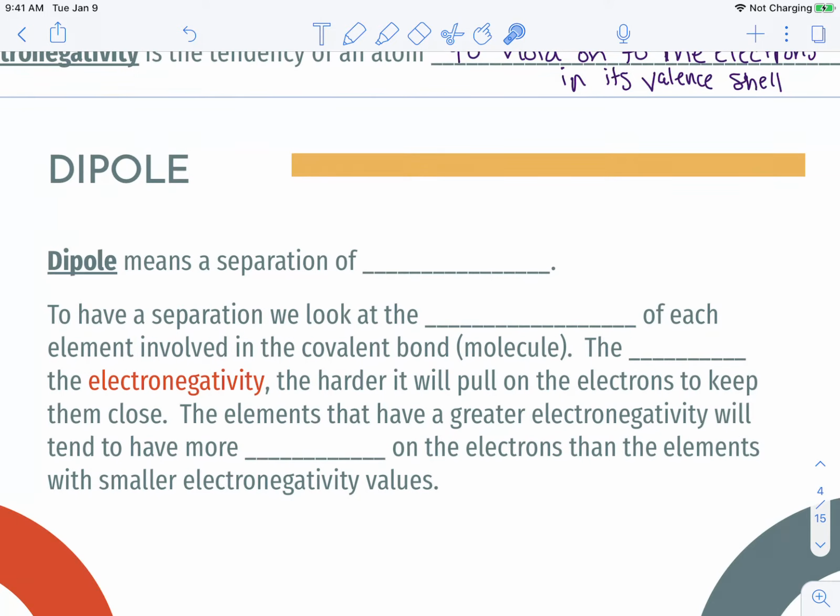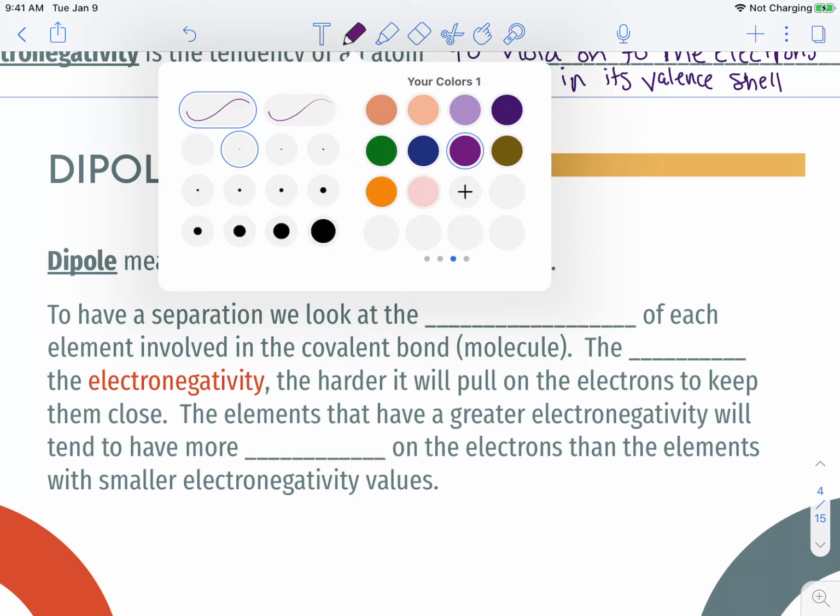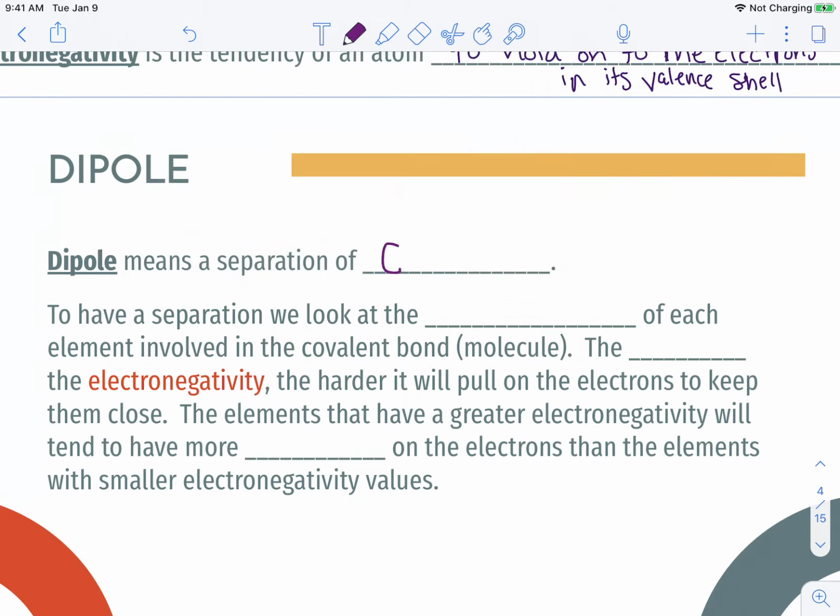Dipole is another term that we're going to use in class, and dipole simply means a separation of charge. To have a separation, we look at the electronegativity of each element involved in the covalent bond. Now it's important: covalent bonds are the bonds we've been talking about. You will see me talk a little bit about ionic bonds, but not a whole lot. So we're really focusing on molecules.